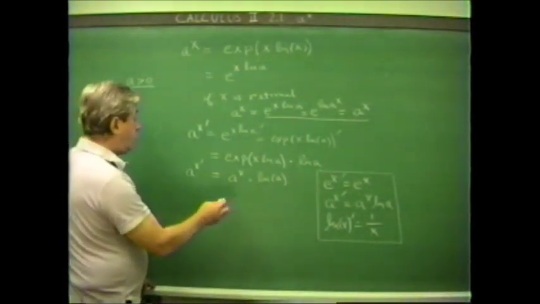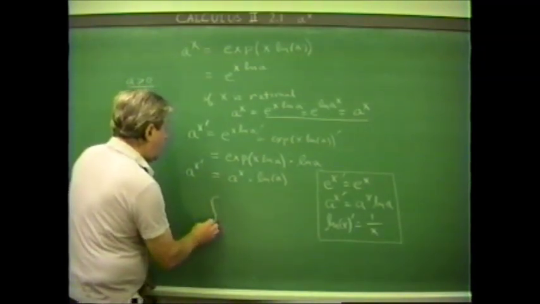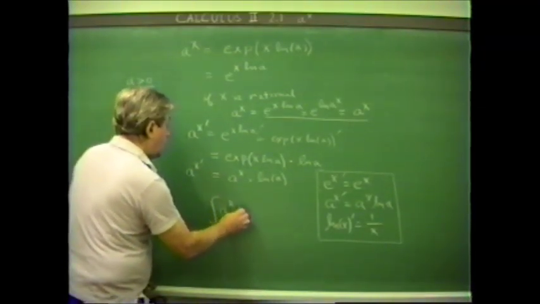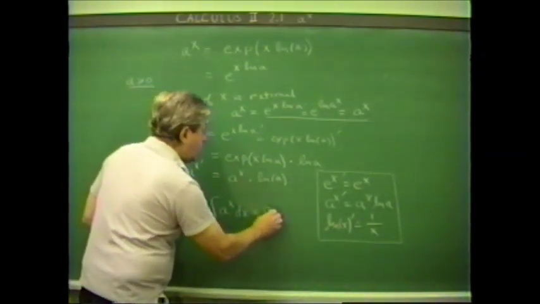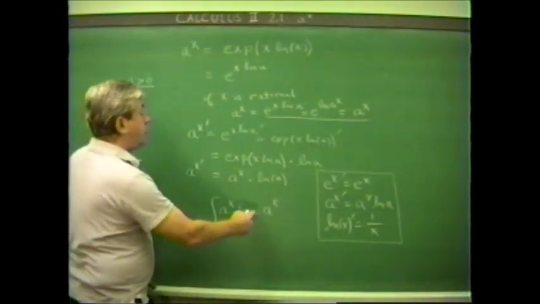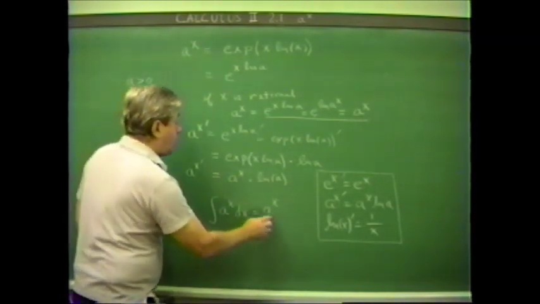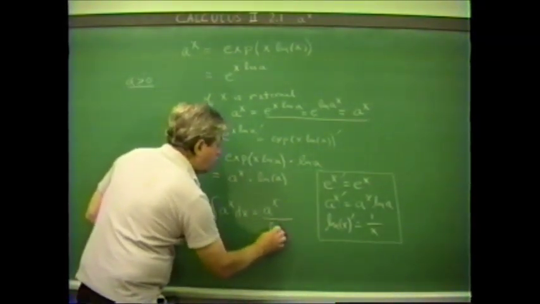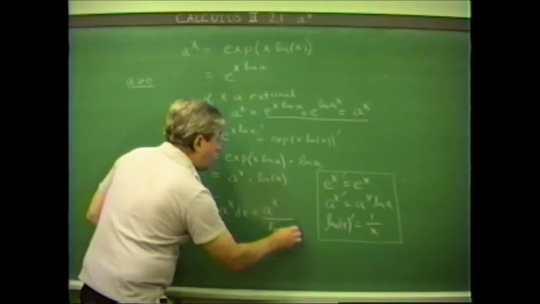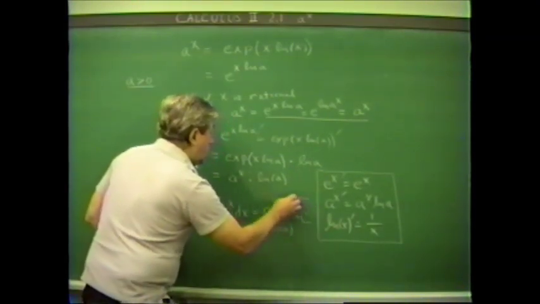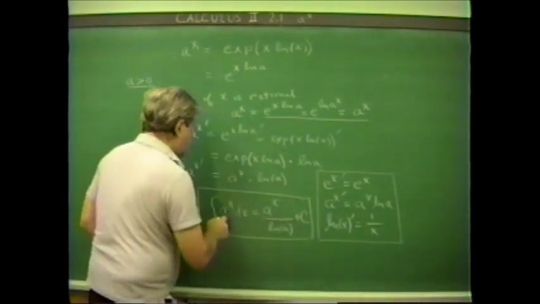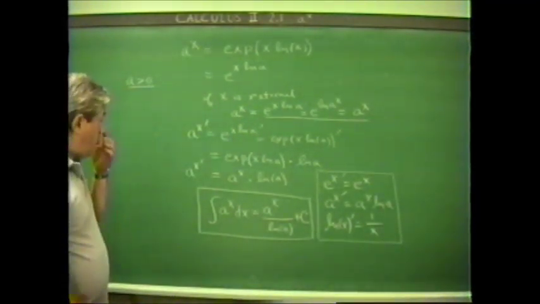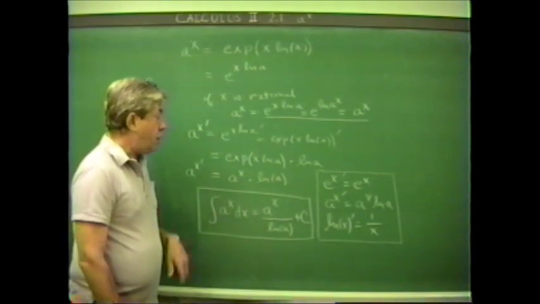We can also get an antiderivative formula from this. That's to say, the antiderivative of a to the x dx is, well, a to the x would be a good guess. It's not right because the derivative of a to the x is a to the x log a. So if we divide by the natural logarithm of a, that's going to be right. So the antiderivative now of the function a to the x, where a is any positive number, is going to be a to the x over log a.